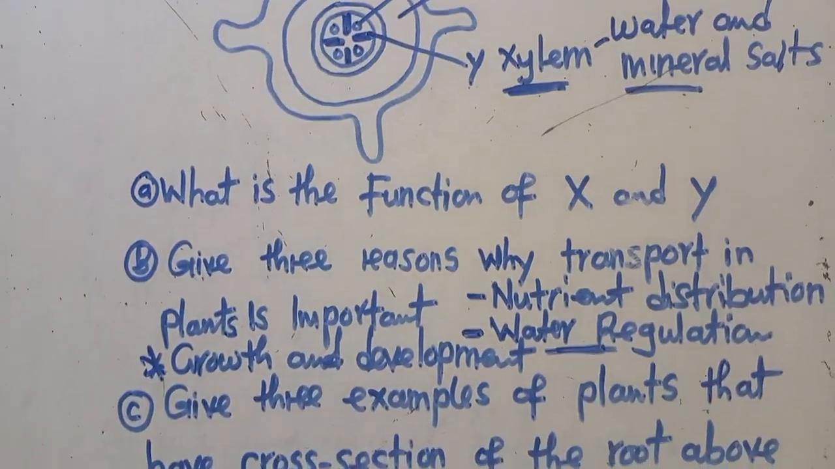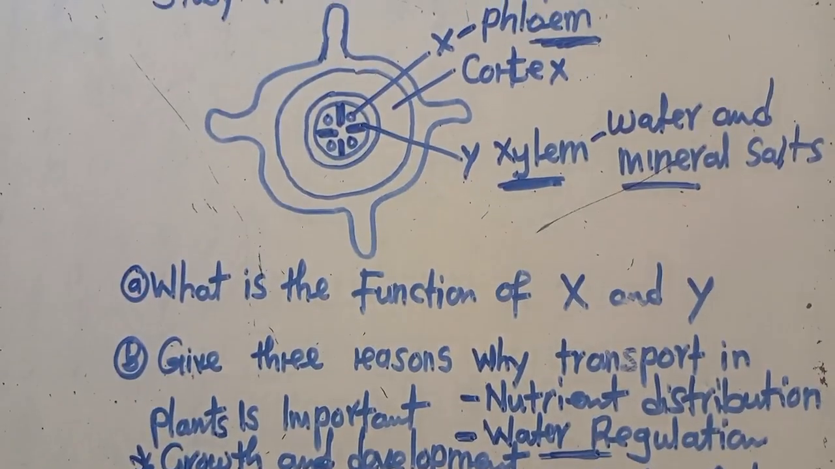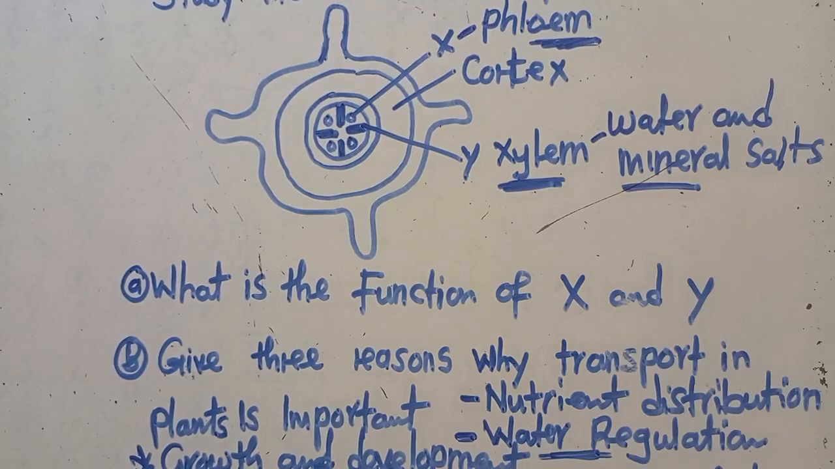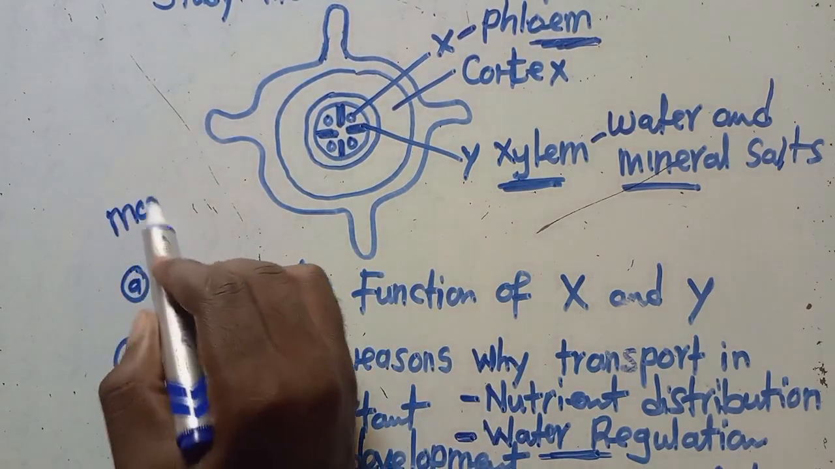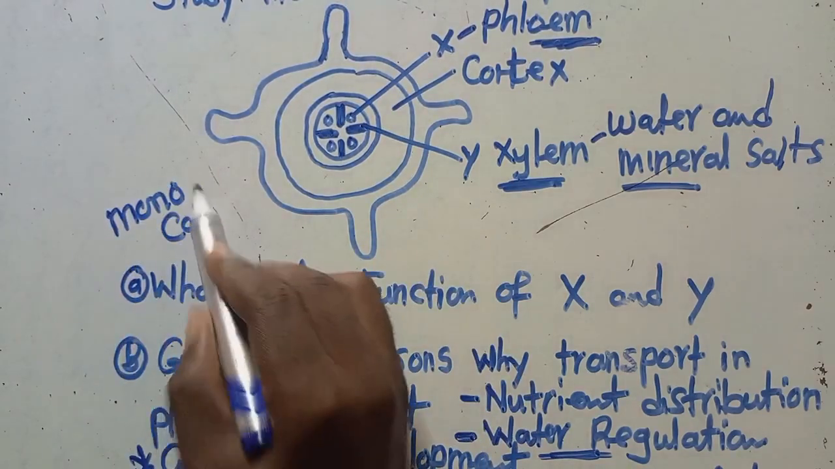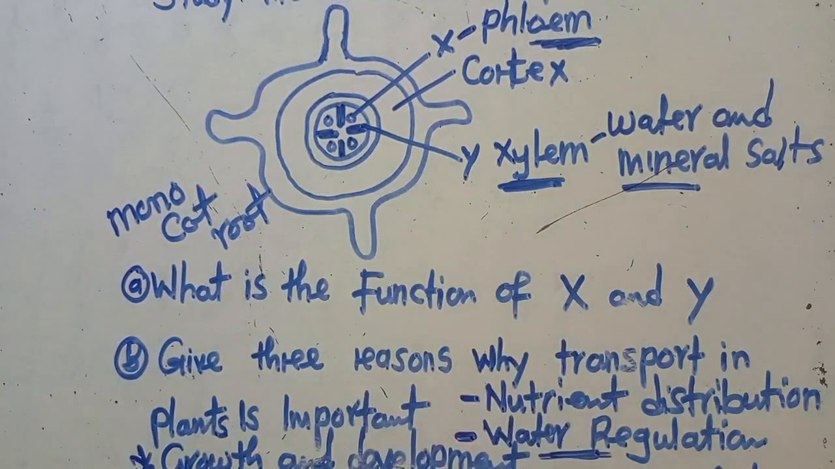We now move on to the last question. The question is saying, give 3 examples of plants that have the cross section of the root above. What kind of root is this? This root is coming from a monocot. It is a monocot root.